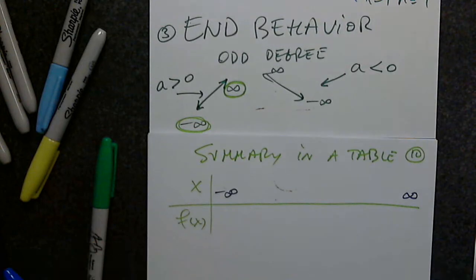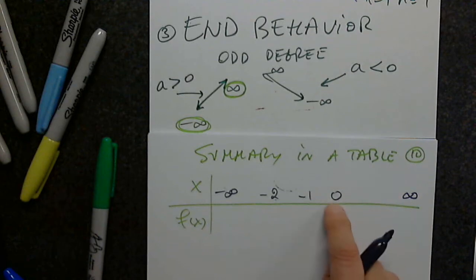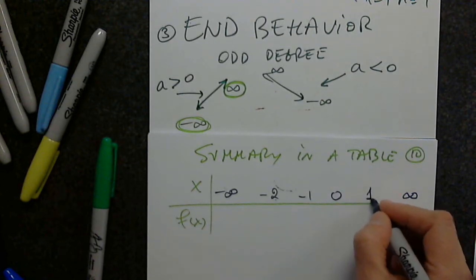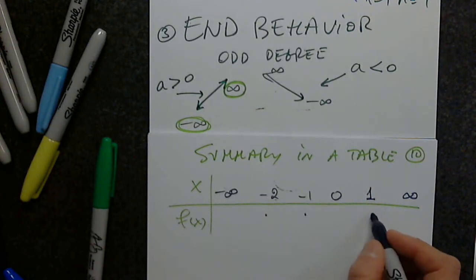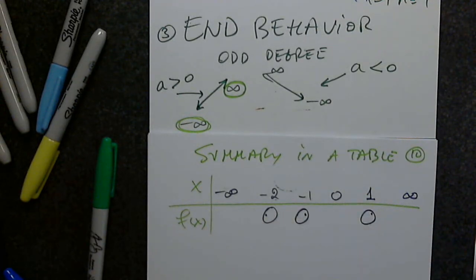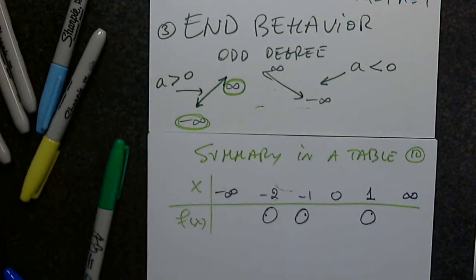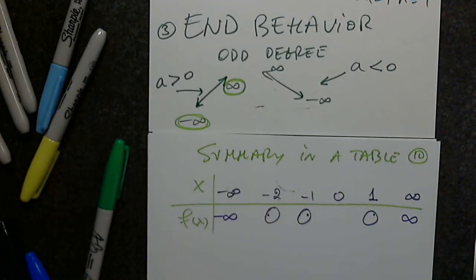Now we have the X-intercepts. The X-intercepts in order are -2, -1, 0 will always be in the table, and 1. What is the function value at -2, -1, and 1? Of course, they are the X-intercepts. And now we established that the end behavior for this function is, one more time, because it has a positive leading coefficient, it's coming from negative infinity and going to positive infinity. We summarize in this table.